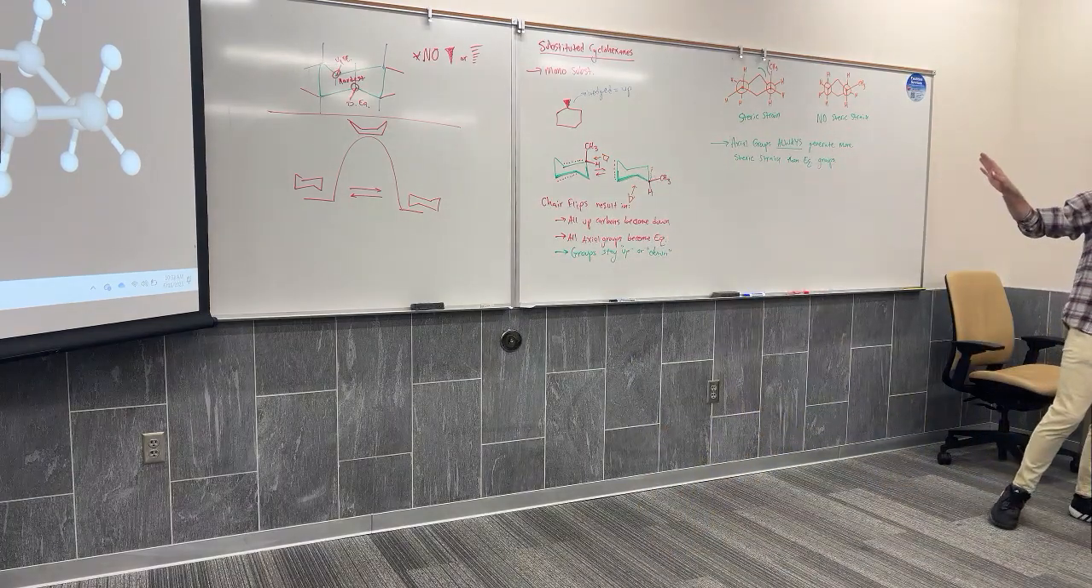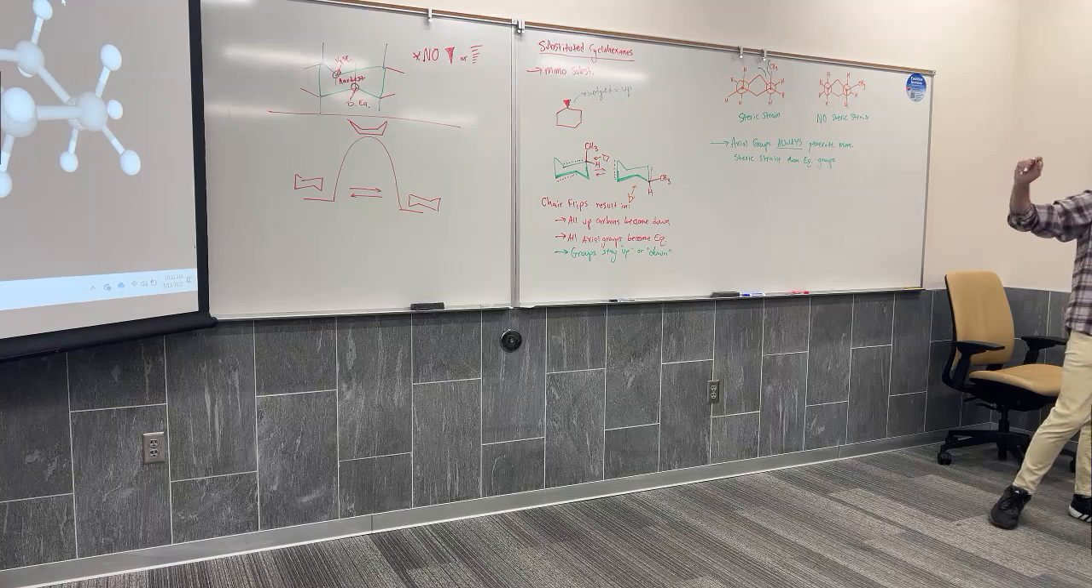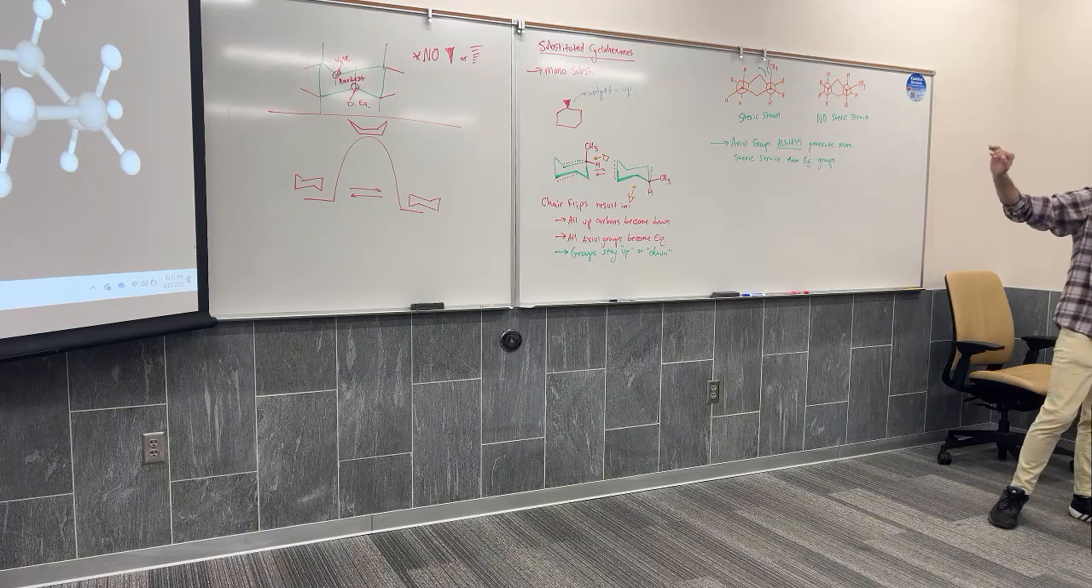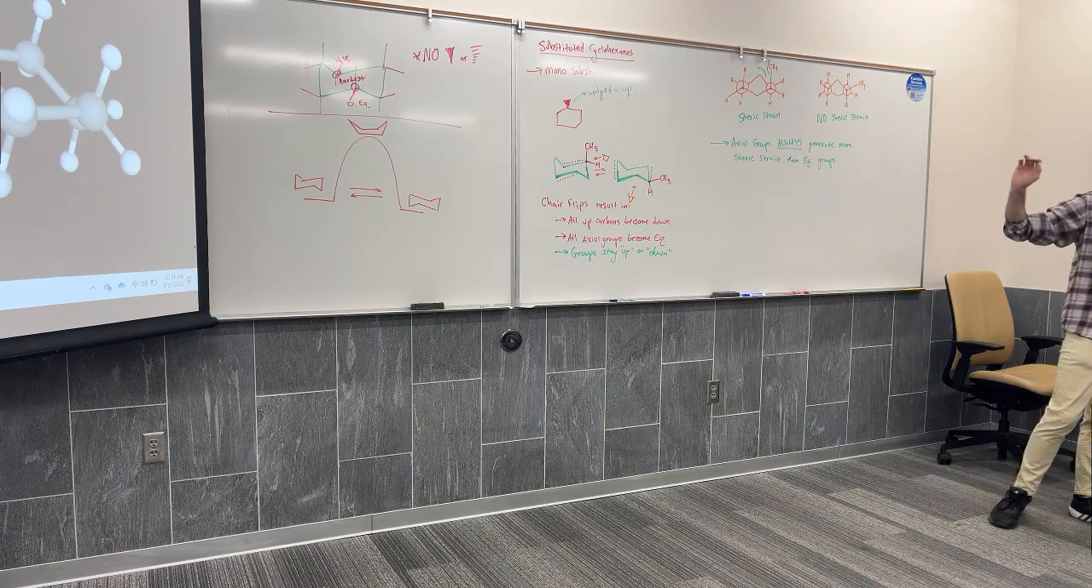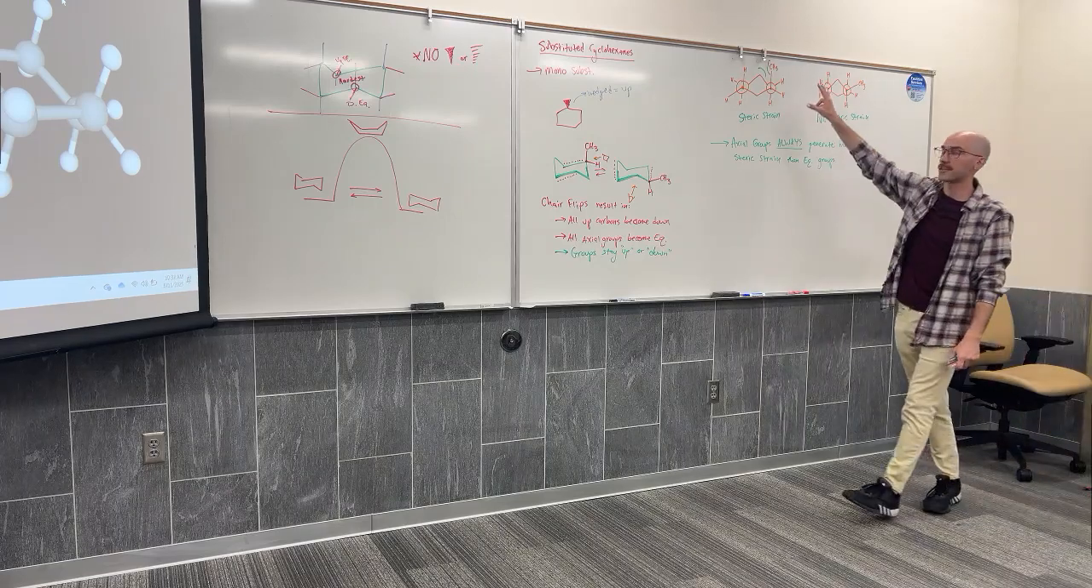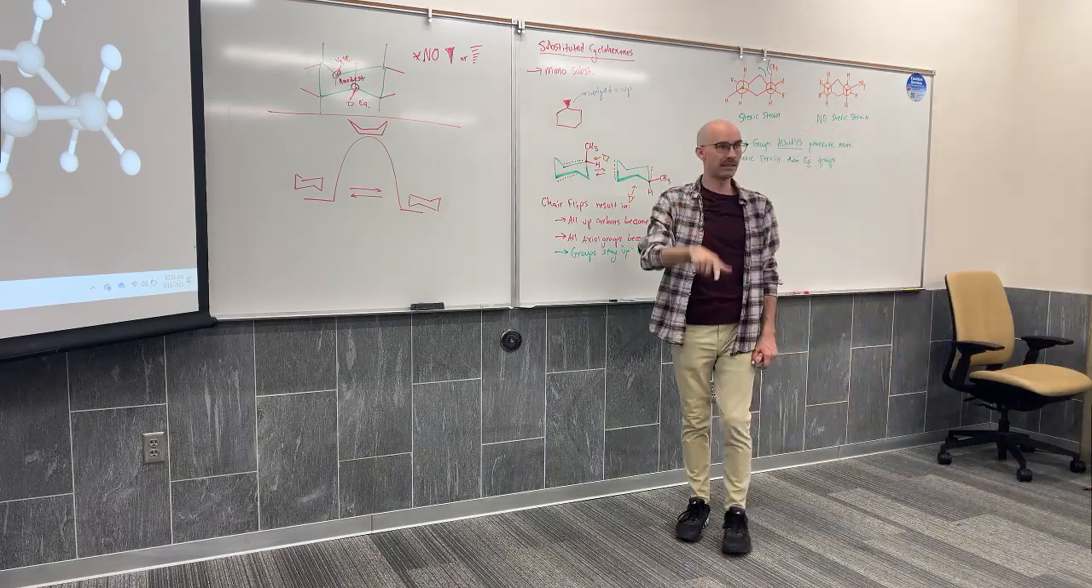We can do this for any group. Tert-butyl, bromine, carbonyl, aldehyde. Anything you want to put as a substituent there, it's going to be lower energy when it's equatorial.